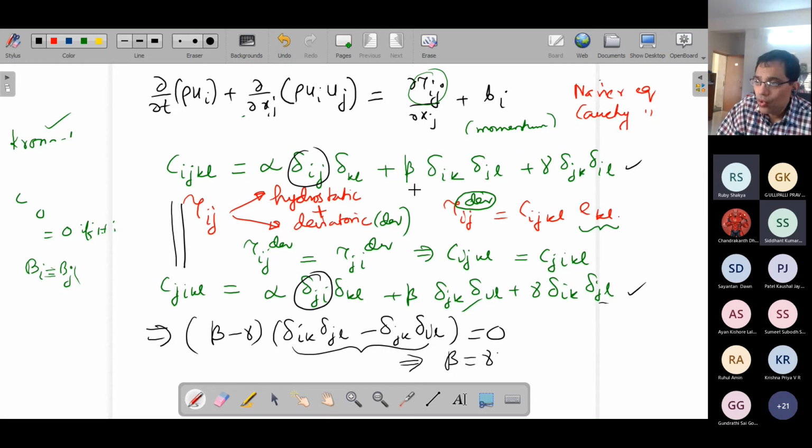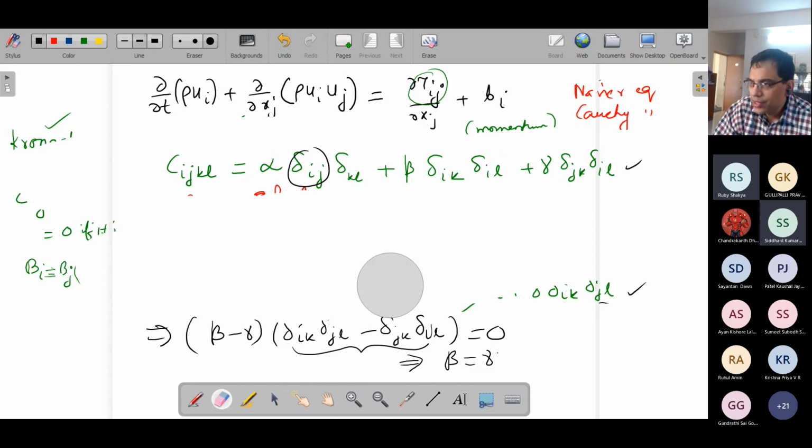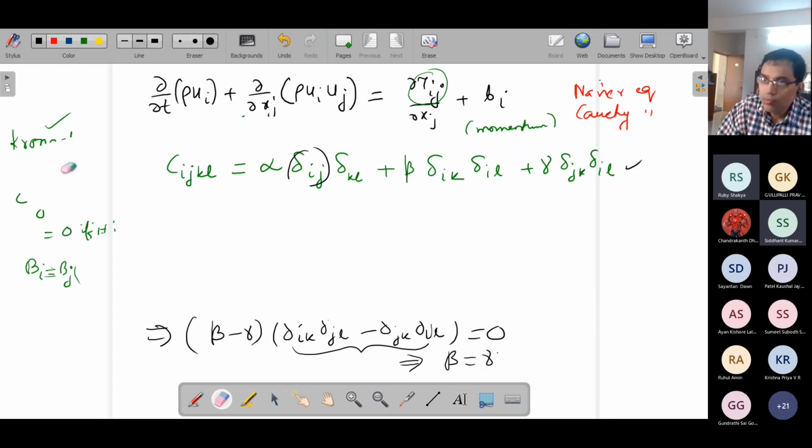So you are now in a position to write the deviatoric stress tensor. So let me write this. Now we know beta equal to gamma, so this we also call beta. So instead of 3 constants, now it is 2 constants. So what is the tau ij deviatoric?